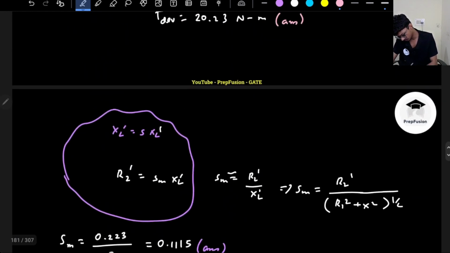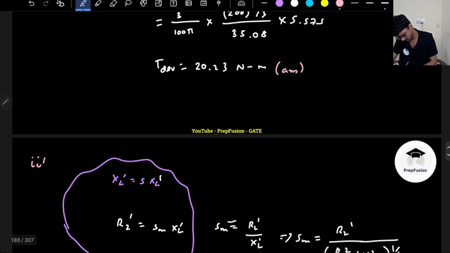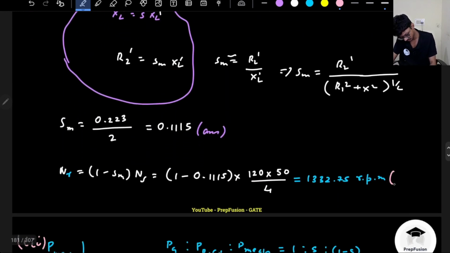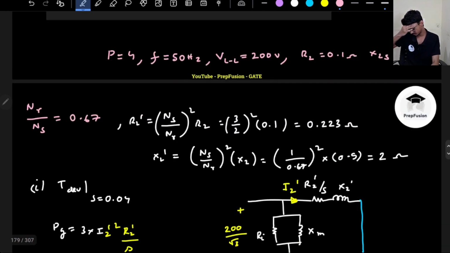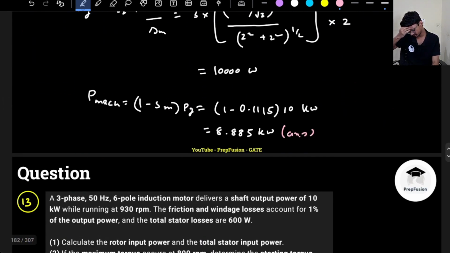This was the second portion basically. In the second portion we had two answers, one was this, the other answer was the other one. So that's the solution of this question basically. We will move on to the next question.